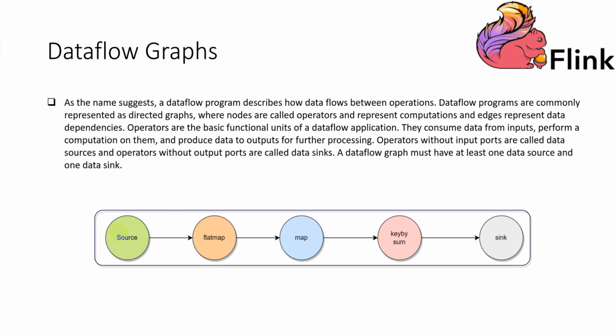Operators without input ports are named data sources, and operators without output ports are called data sinks. A data flow graph must have at least one data source and one data sink. Data flow graphs like this are called logical graphs, because this is a high-level view of the computation logic. In order to execute a data flow program, its logical graph will be converted into a physical data flow graph, which specifies in detail how the program is executed.